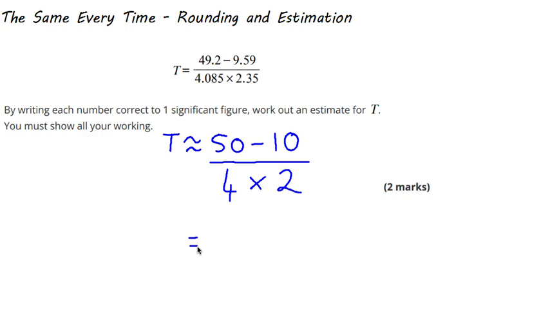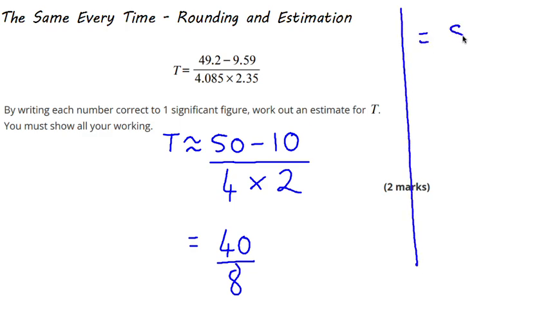So showing all your working. The question says you must show all your working. We can probably do this question entirely non-calculator. 50 minus 10, 40. And on the bottom, 4 times 2, 8. So 40 divided by 8, well, that's going to give us 5. So there's our final answer. That t, if I round each number to one significant figure, is going to be approximately 5.